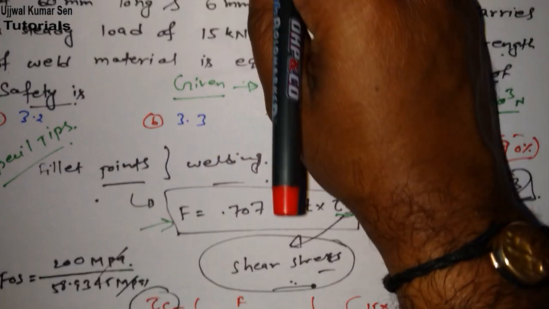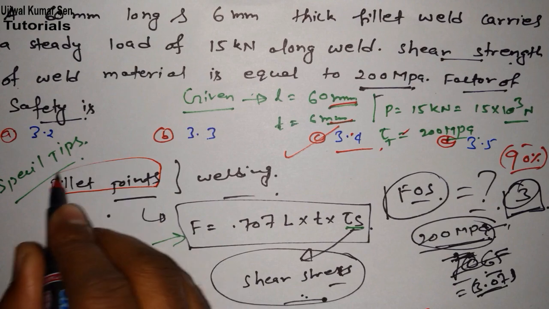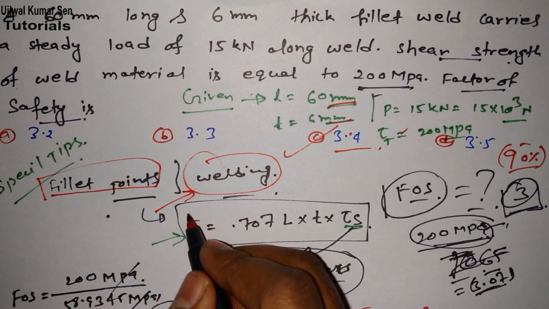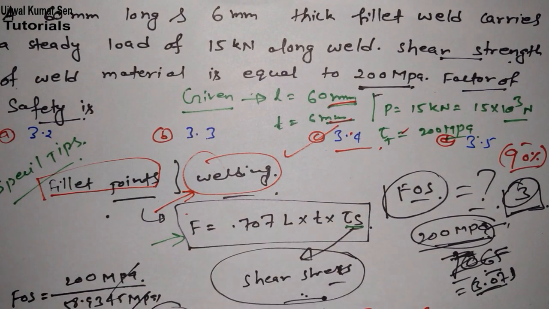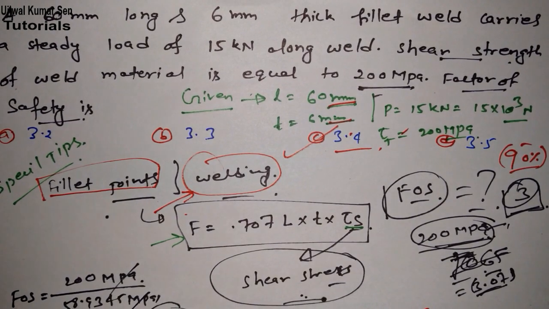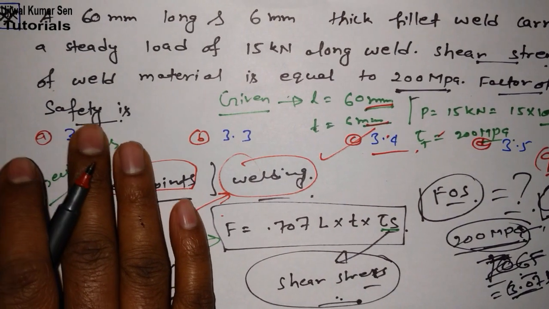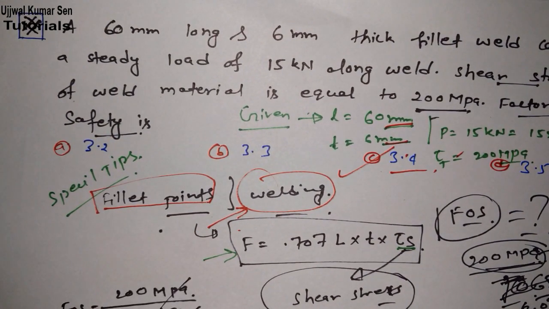So in this way you can solve questions related to fillet joints, or I must say welding, in machine design. Well, one of the most important topics is the riveted joint. You must learn how to solve that joint. I will definitely share riveted joint questions in my upcoming videos, because that joint is also important, and it's really important for me to share such topics in my tutorials.